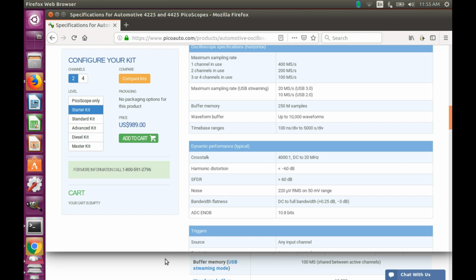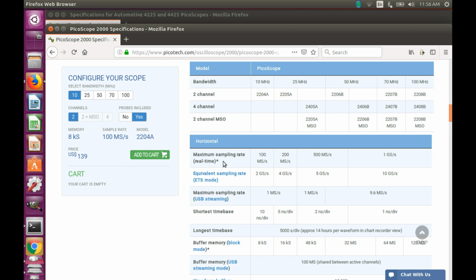Let's see how this compares to the Picoscope 2000 series. On the baby Pico, we get up to 100 megasamples per second. The 25 megahertz Picoscope achieves 200 megasamples per second and up. This is on one channel. If you're using two channels, then obviously the numbers will be split in half.